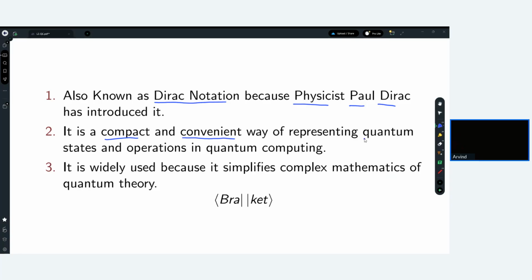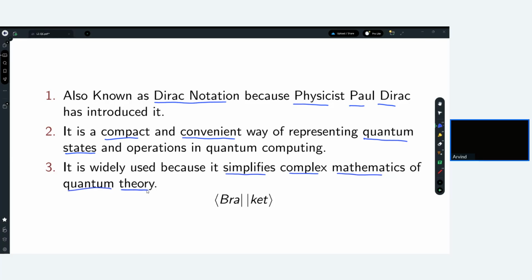In the previous video on what is meant by quantum bits, we have seen that the quantum states are nothing but a combination of quantum bits. One of the reasons behind its widespread use in quantum computing is that it simplifies the complex mathematics of quantum theory.